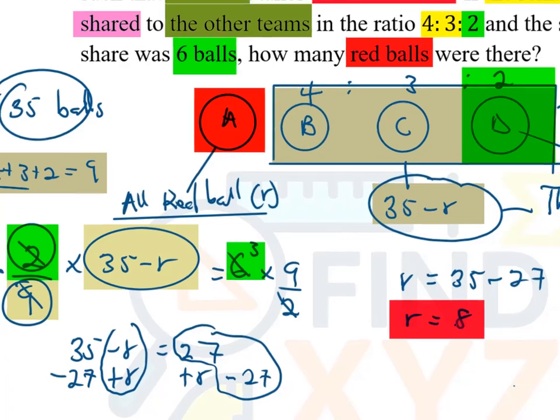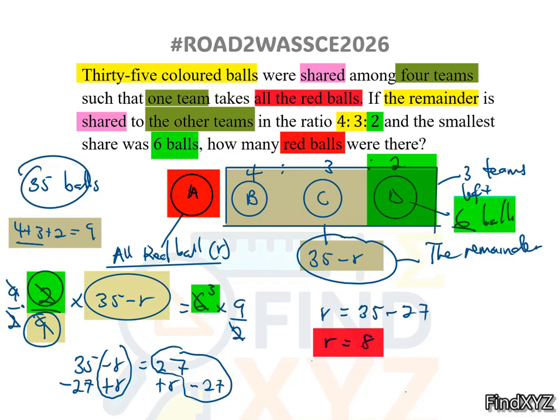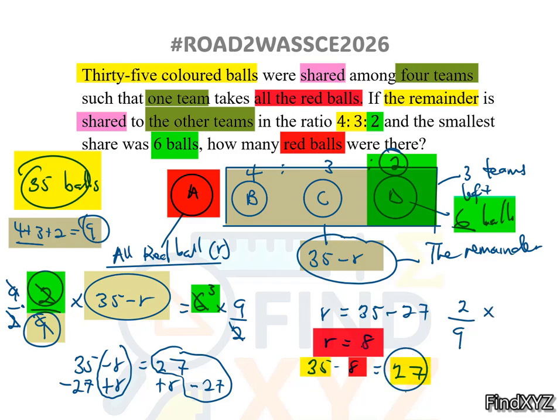Now we know the value of R. If we are saying that the value of R is 8, so we can say 35 minus 8, and that will leave us with 27. So it means that if we take the ratio of the smallest share, that is 2, so 2 out of what is the total ratio? That is 9 times, now what is the remaining balls? That is 27. How many 9 are in 27? That will give us 3. 2 times 3 will give us 6, which is equivalent to the number of balls that the smallest team had.